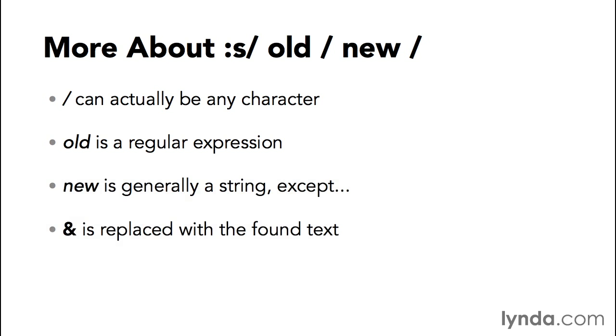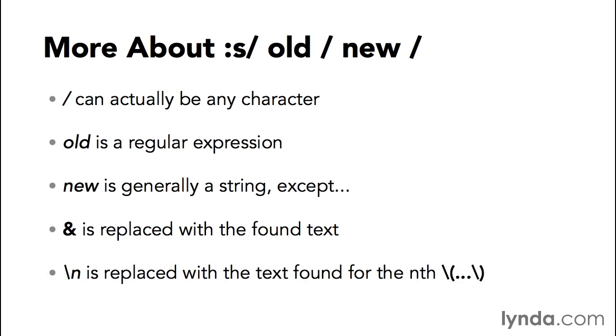The first exception is that within the new string, if you use an ampersand character, that is replaced with the text that was found matching the old regular expression. You can also use groups within the old string, which are delimited by that \( that we saw earlier. If you use a \n, where n is any number, in the replacement text, the new text, it will be replaced by whatever was matched by the nth group in the search text. That's a little bit complicated. I'll give you some examples in a moment.